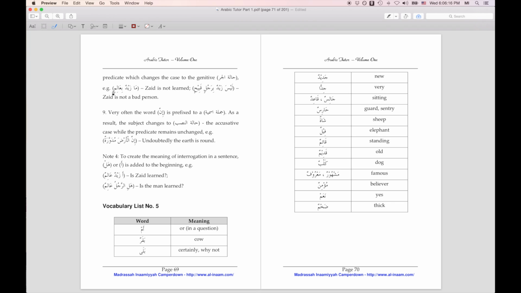Basically, you're going to get this kasra. The i'rab will be kasra at the end of the word where the ba is placed. So the ba is right here.